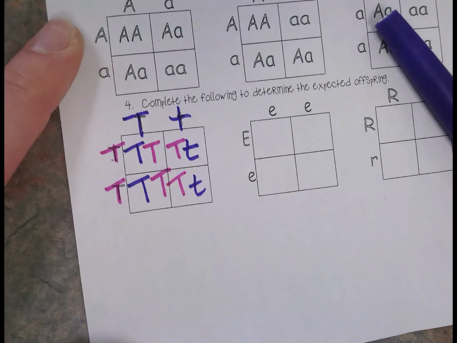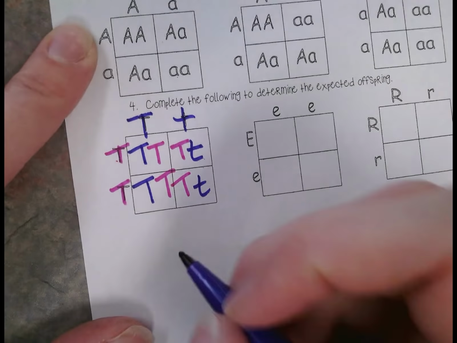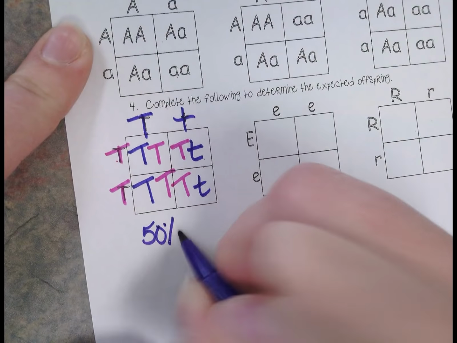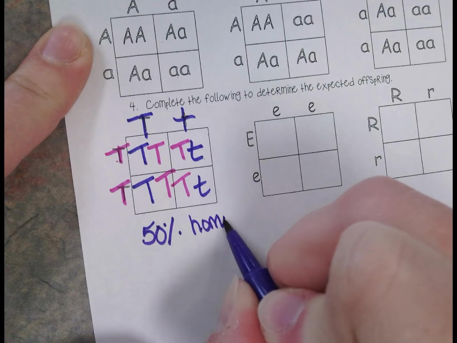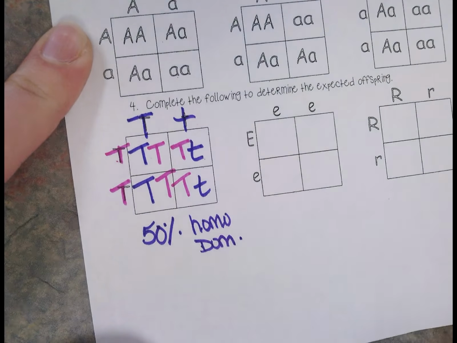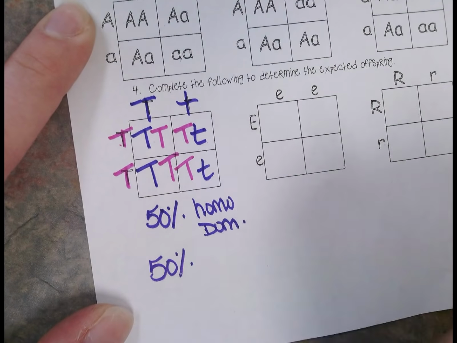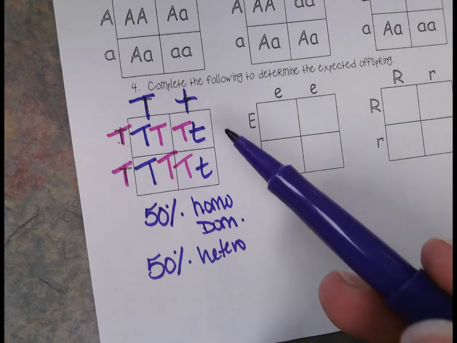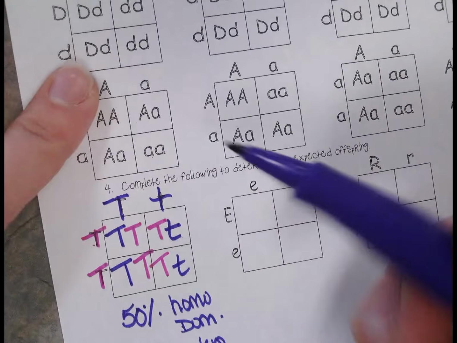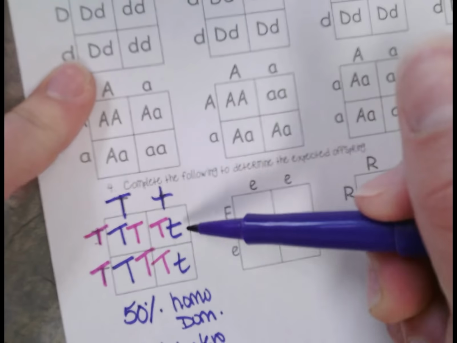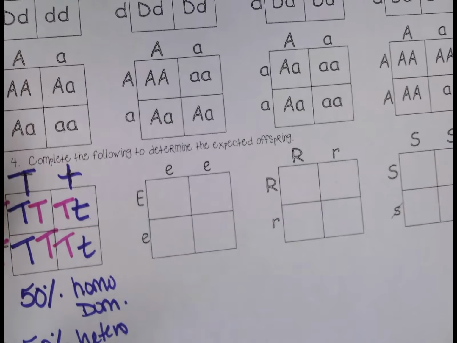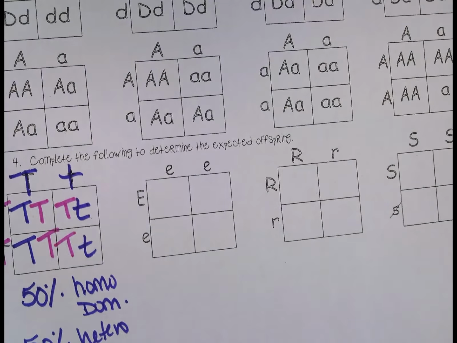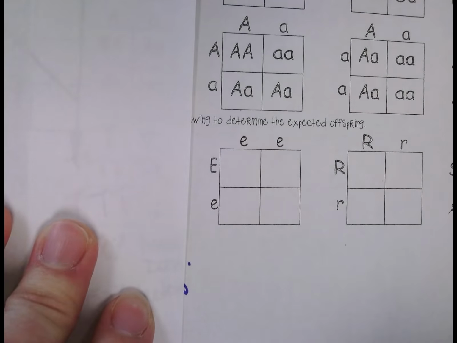Big T. Okay. So you're going to have 50% that are homozygous dominant and 50% that are heterozygous. But all of them are going to be dominant. They all have the dominant trait. So 50% of the offspring have the recessive trait within them, but it's not actually seen. Okay, so that's the first Punnett square. Now hopefully you have some of these completed. If not, pause the video right now and try this one on your own.